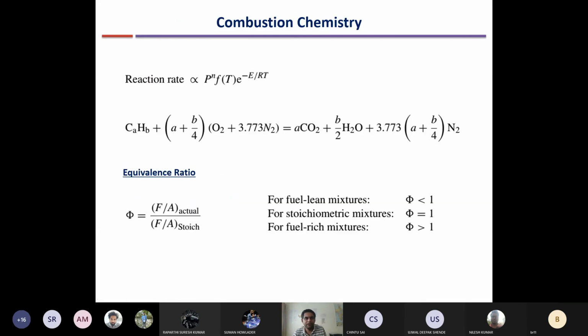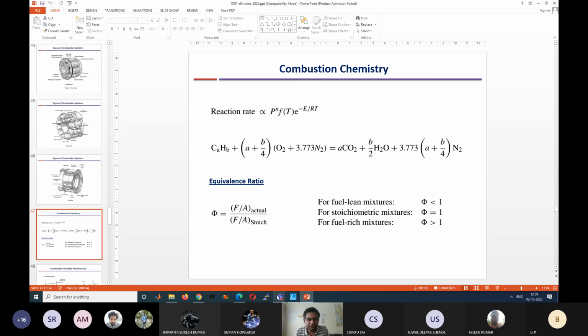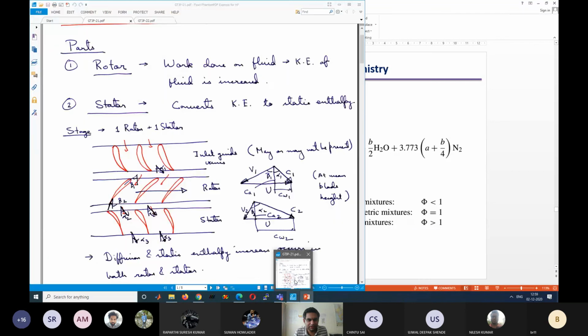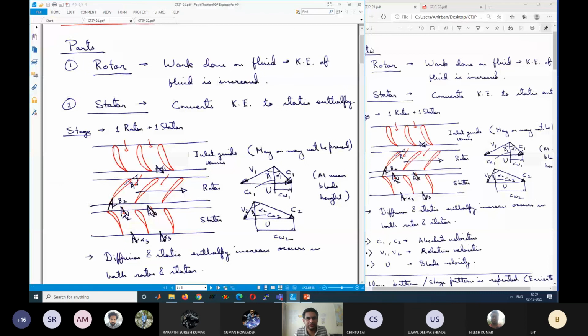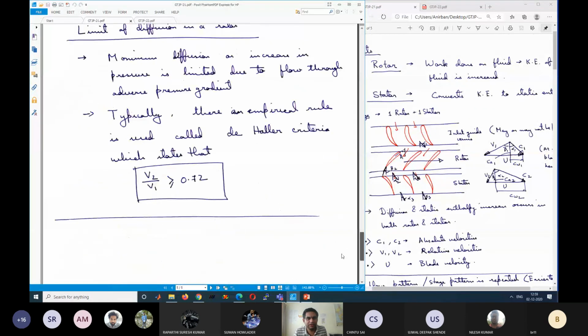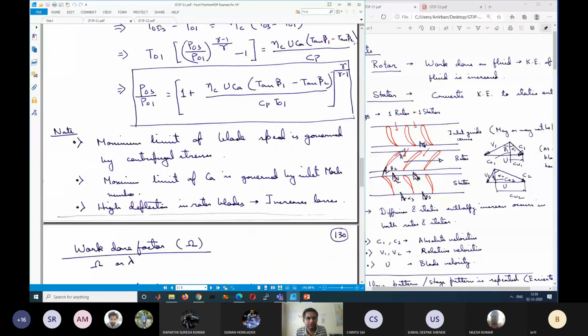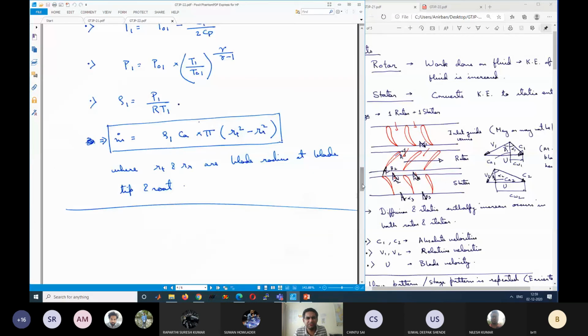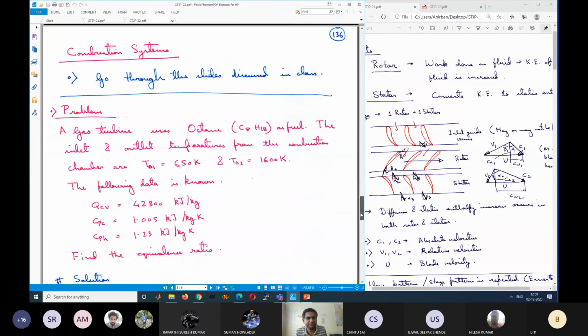We have some calculation for the combustion chamber, and we will finish this class with that. I will just introduce the problem and we will continue this discussion in the next class. It is uploaded in the portal. Just go through it. This is a very simple, intuitive calculation. You should be able to do it.